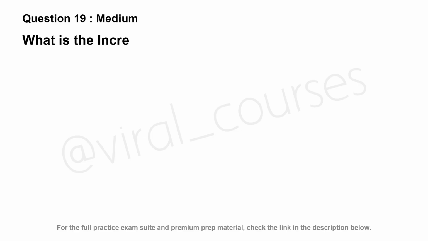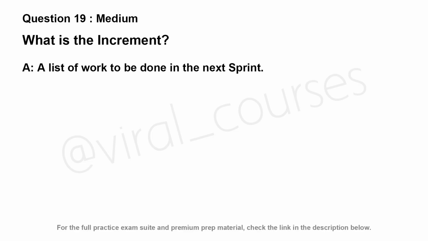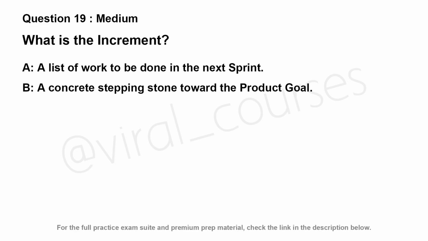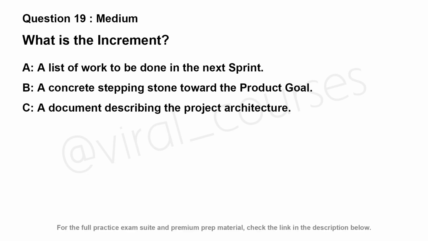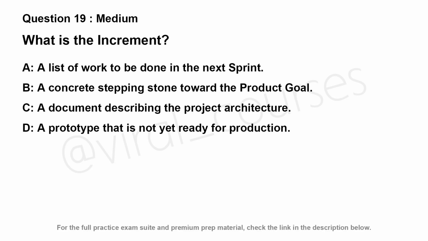What is the increment? Option A. A list of work to be done in the next sprint. Option B. A concrete stepping stone toward the product goal. Option C. A document describing the project architecture. Option D. A prototype that is not yet ready for production.